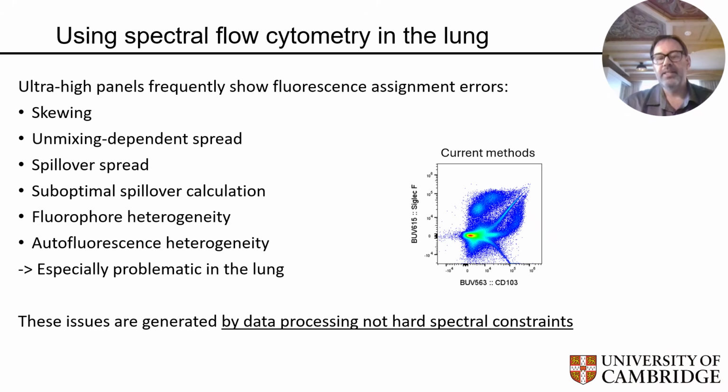And in fact, the issues that are generated seem to be generated in the majority of cases by data processing approaches rather than based in the hardware. So you can take the raw data and end up with much better processed data if you're simply improving the statistical methods that you're applying to unmixing flow cytometry.